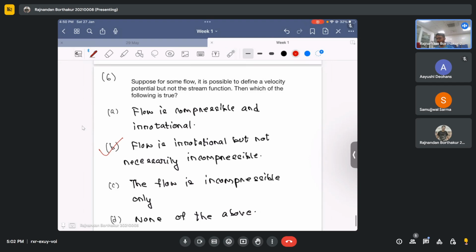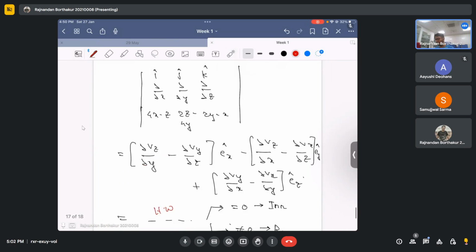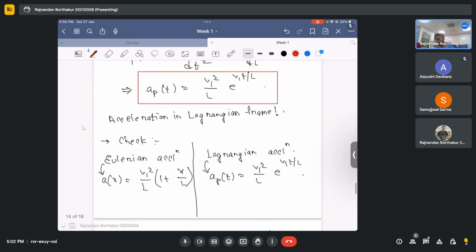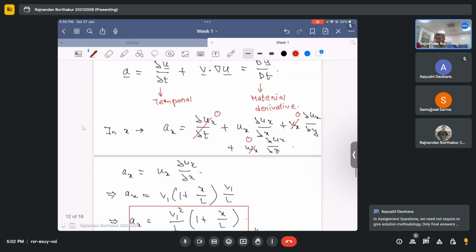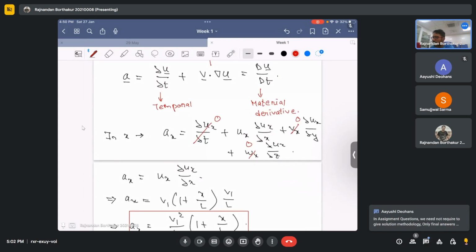But we have solved some 6 problems, which I would say are very good problems. There is a question here: in assignment questions, we do not need to give the solution methodology, only the final answer. I believe these are MCQ assignments, right? If they are MCQs, then you just need to give the MCQ answer. And if they're asking for some values, you need to give the values. But if they're not asking for methodology, then you don't need to give the methodology. I hope this is clear.